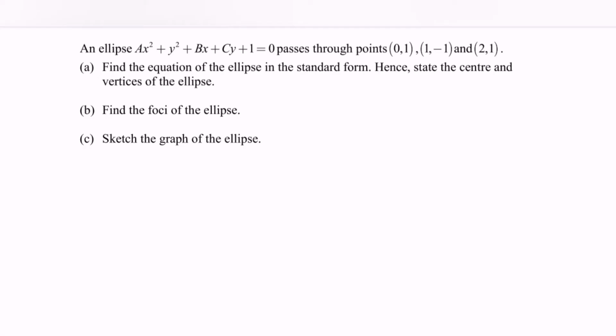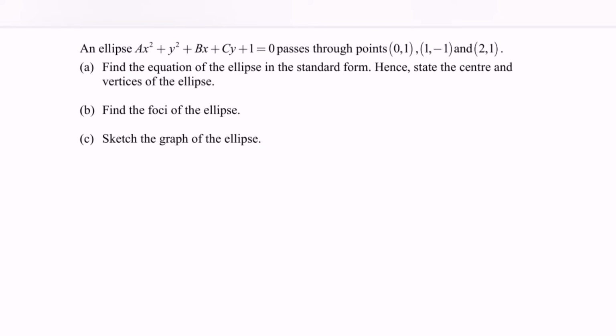Hello everyone, in this video I'm going to discuss the example for ellipse. Kindly refer to the questions. An ellipse with the function ax squared plus y squared plus bx plus cy plus 1 equals to 0 passes through the points with the coordinates (0, 1), (1, -1) and (2, 1).